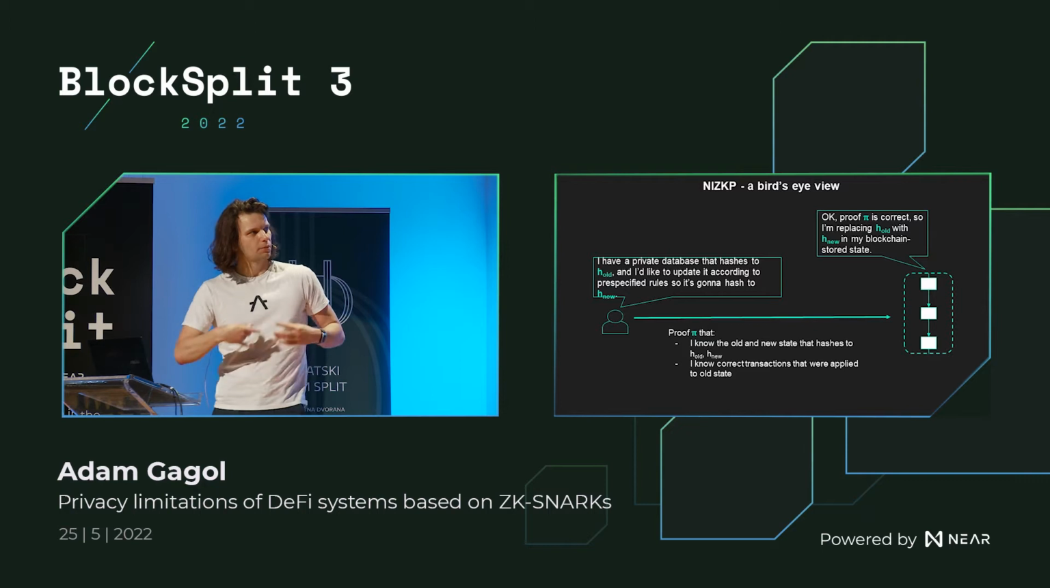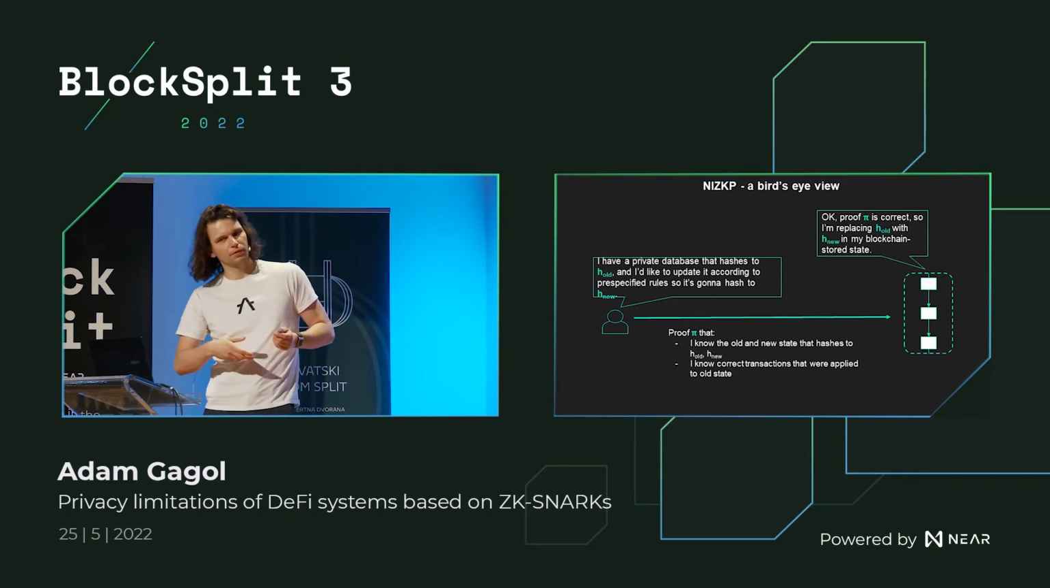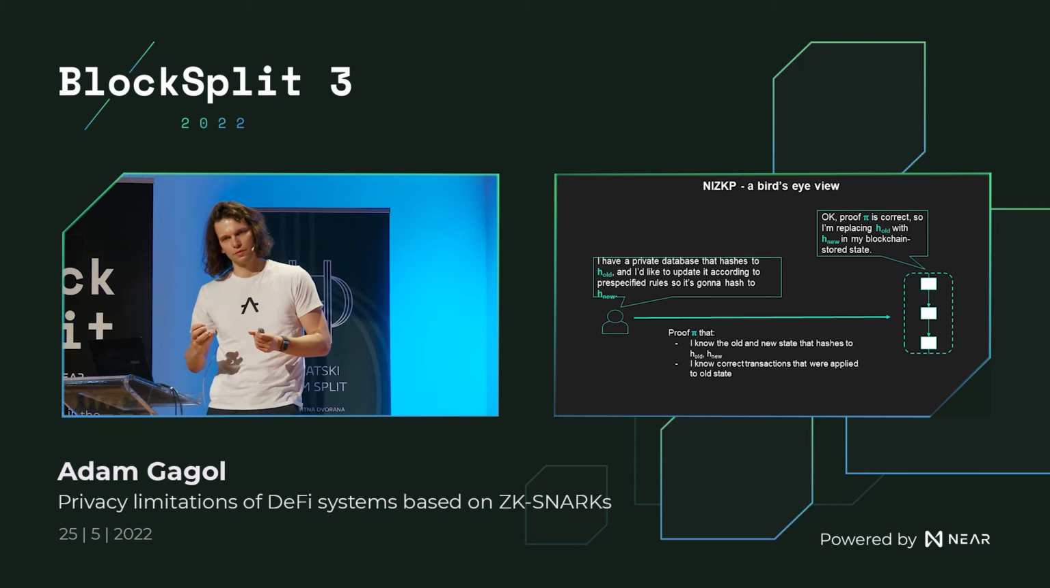And when I want to update the state, for example, by sending some tokens to some other account, what I do is send to the chain the updated hash, so the hash of the updated state, and the proof that the update was legal, in the sense that there is a sequence of legal transactions which are not minting tokens out of thin air and doing other forbidden things.